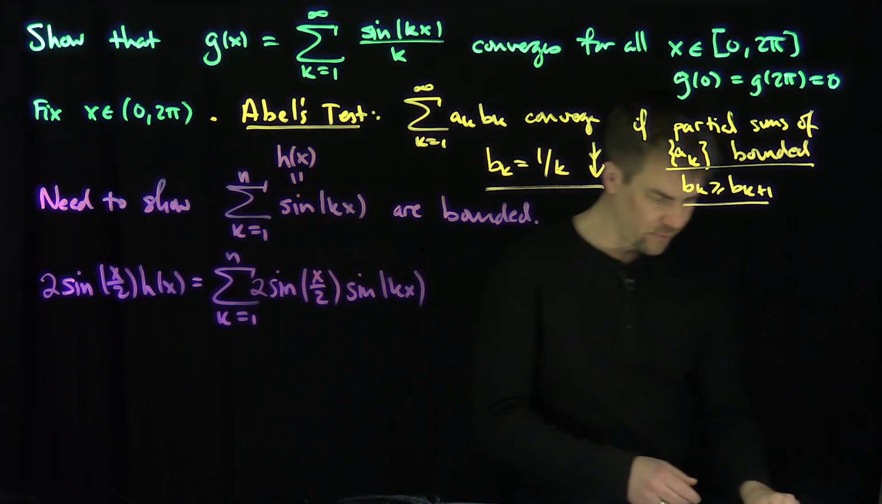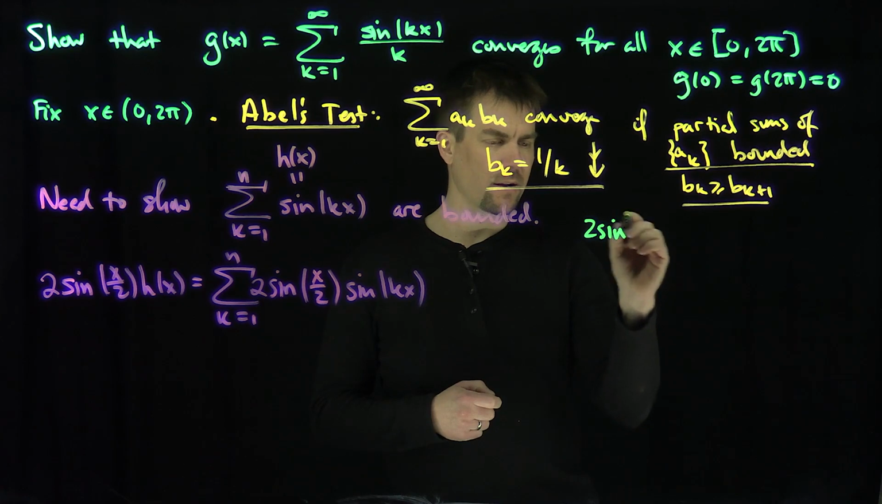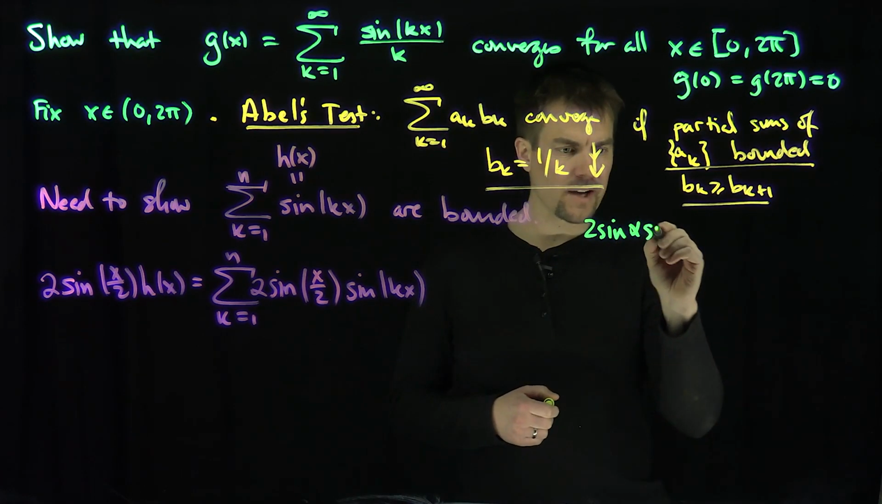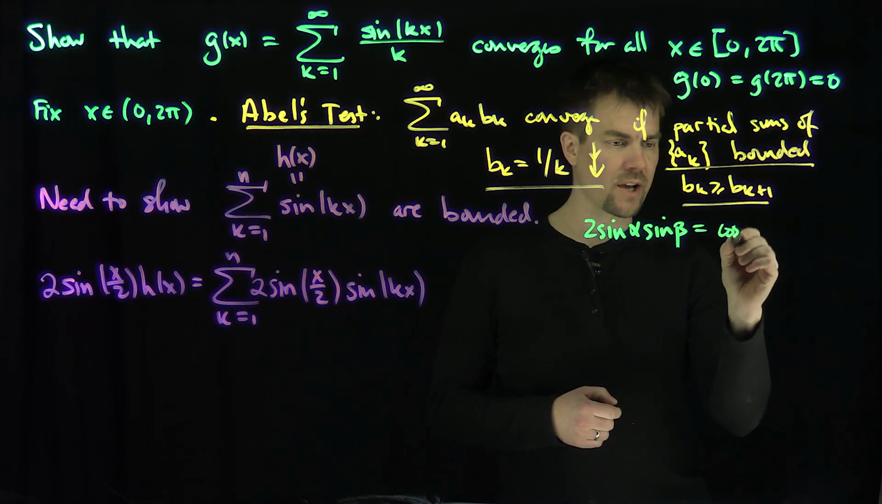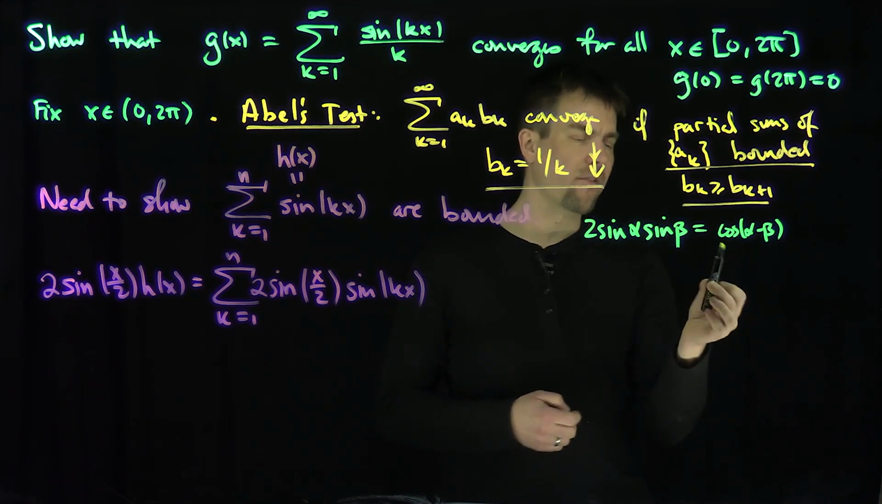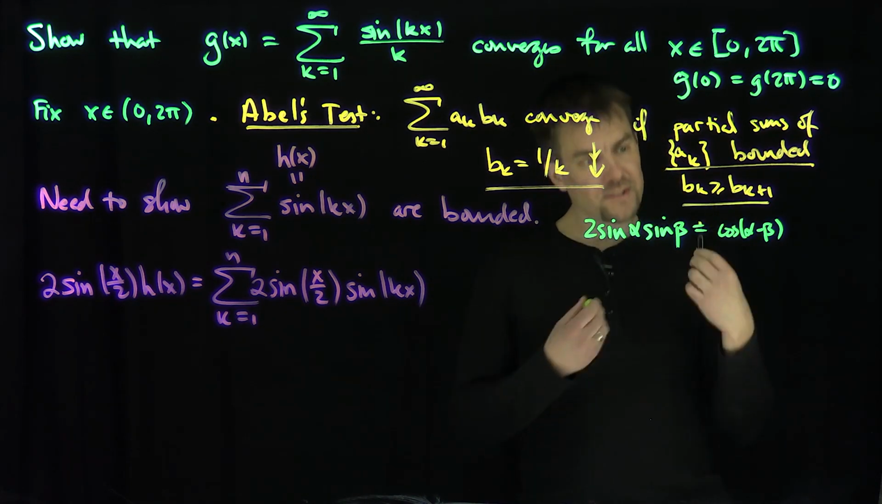Because I know a formula for twice the sine of a times the sine of b, right? I know that 2 times the sine of alpha times the sine of beta, well, both those terms occur in the difference formula for cosine, right? So that's going to be a cosine of alpha minus beta. Cosine of alpha minus beta is going to be cosine alpha cosine beta plus sine alpha sine beta.